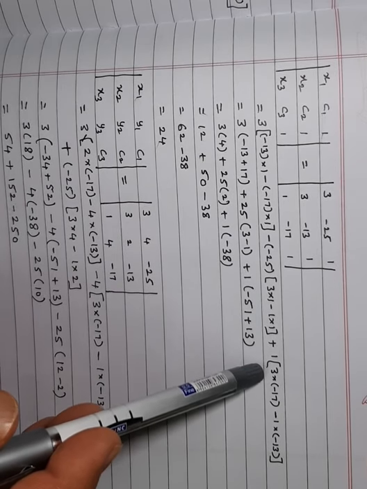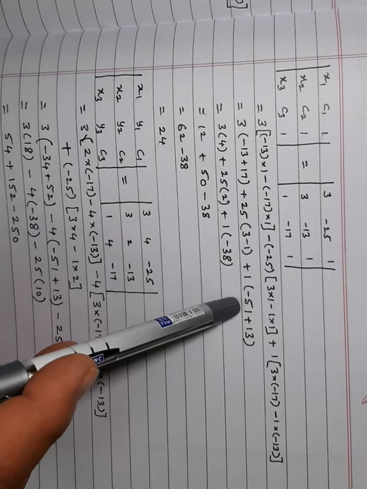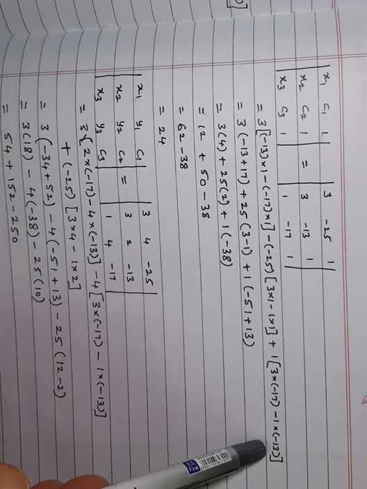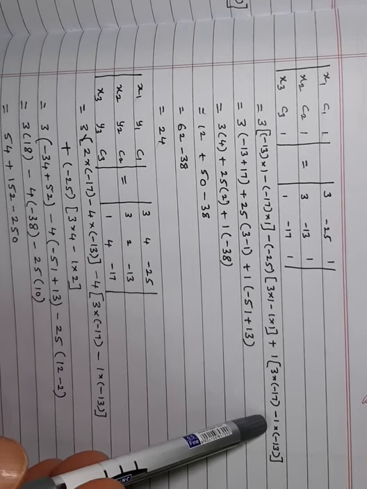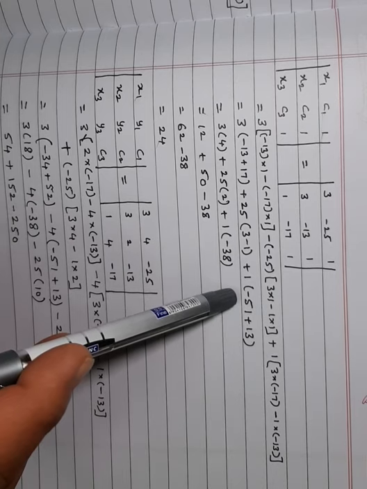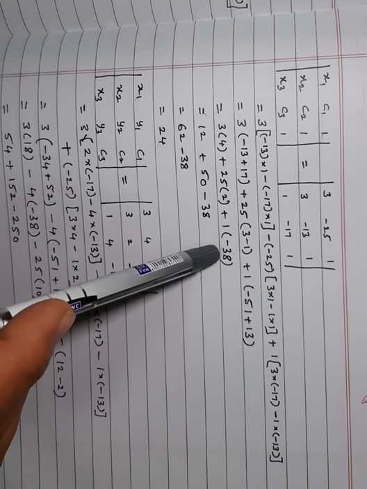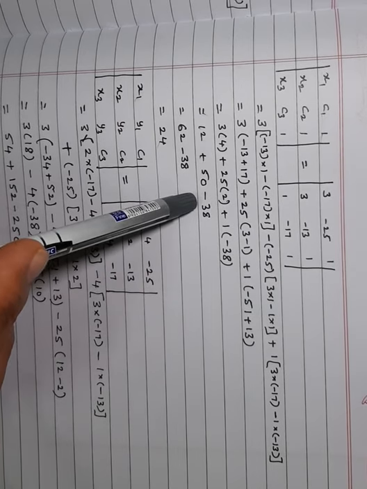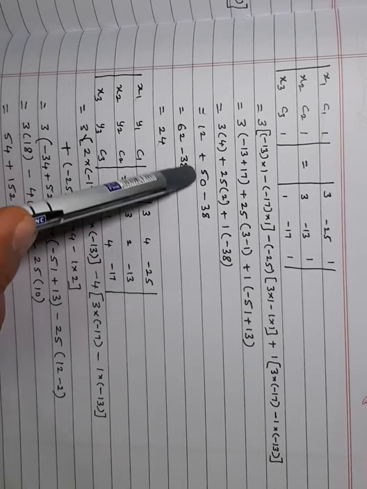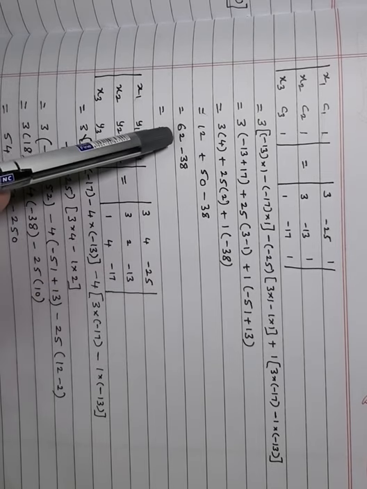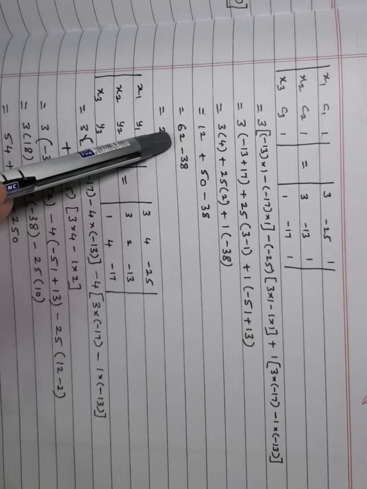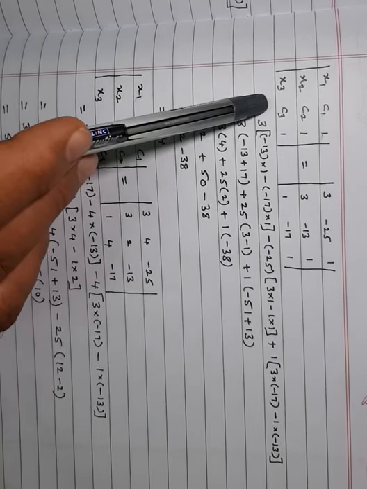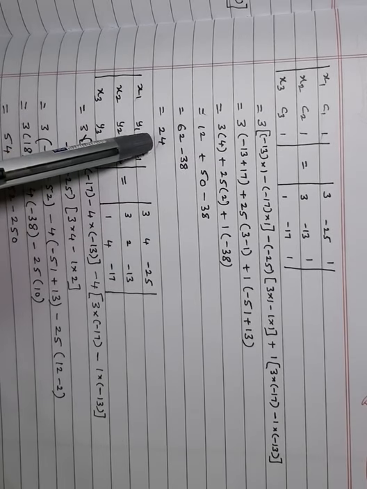Next, 3 into minus 17 is minus 51. Minus of 1 into minus 13 is plus 13. Minus 51 plus 13 is minus 38. Minus 38 multiplied by 1 is minus 38. Now we got 12 plus 50 minus 38. 12 plus 50 is 62, and 62 minus 38 is 24. Now we got the determinant value 24.